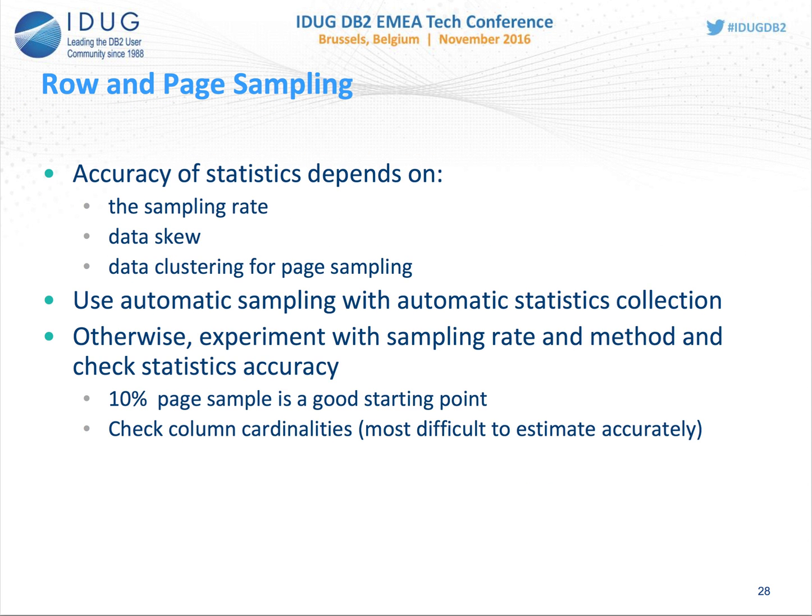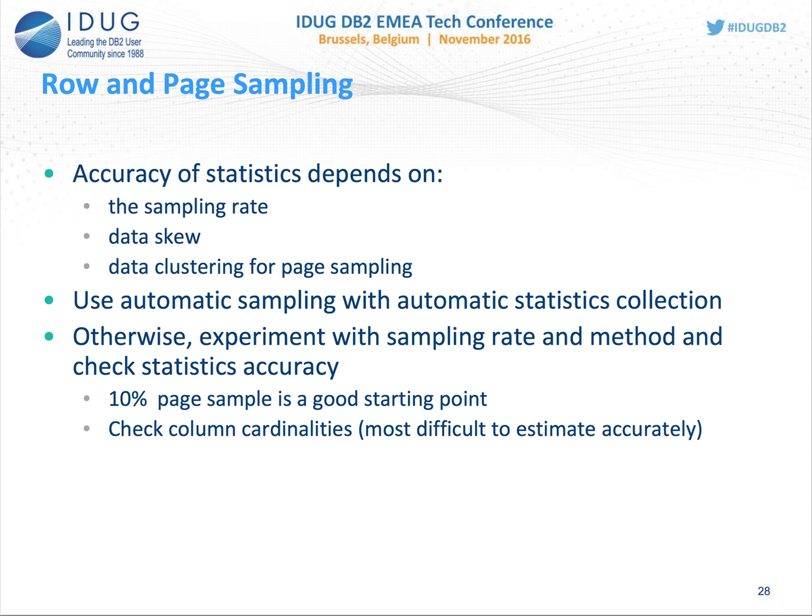I find a good starting point, even for very large tables, is a 10% page-level sample, and for very, very large tables you can reduce it further from there. Sometimes a 1% or even a 0.1% sample is actually good enough to provide accurate stats for very, very large tables.